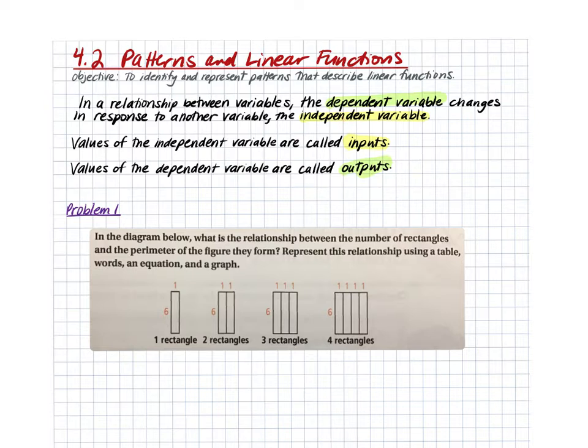The most common independent variable would be time, right? Time changes independently. Time just goes on no matter what. Other things are dependent on time. So time is a good example of an independent variable. Values of independent variables are called inputs, and values of dependent variables are called outputs.